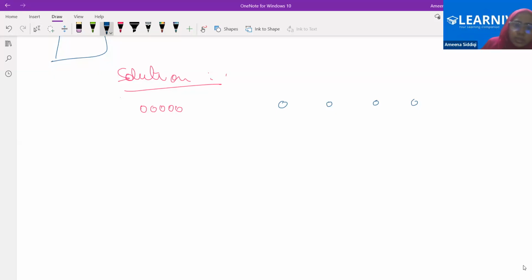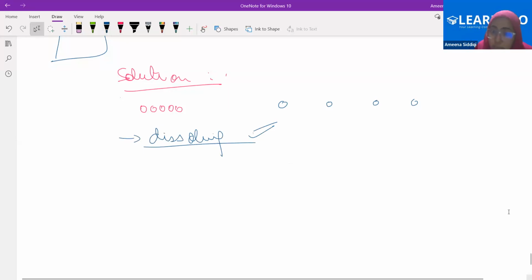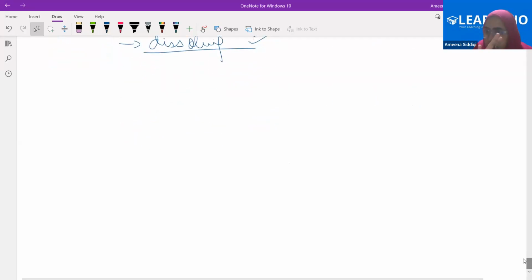So here, what takes place? Dissolving of the particles takes place. Is it clear? Now the properties of the solution are due to this. Clearly, there is no distinction in the boundaries. Why? Because dissolving has taken place.